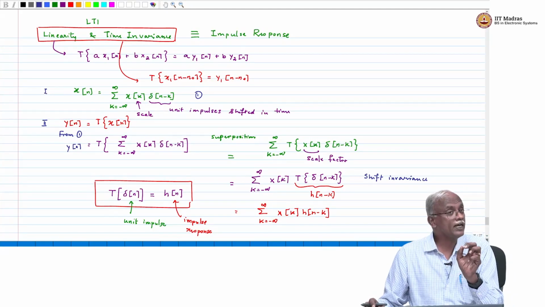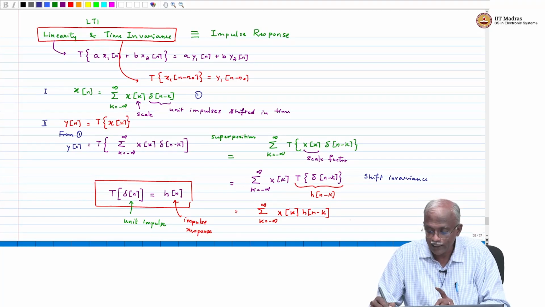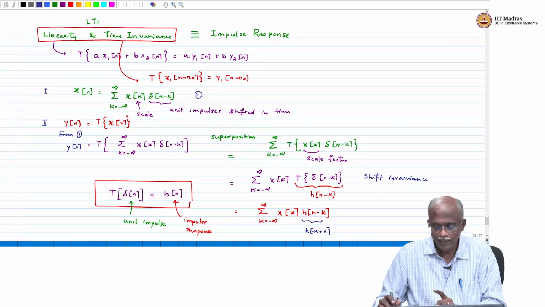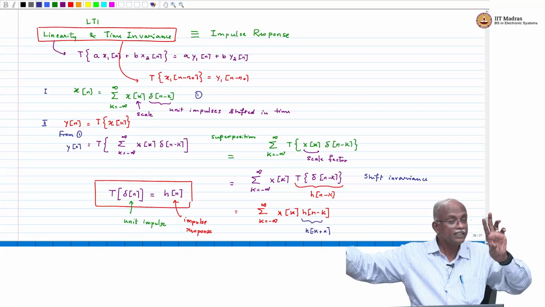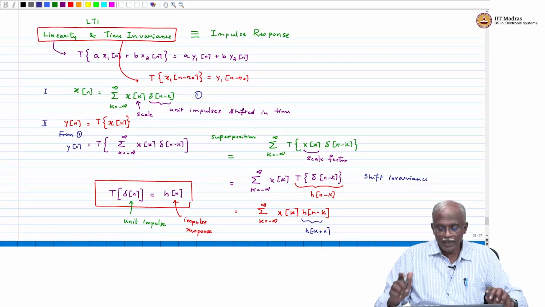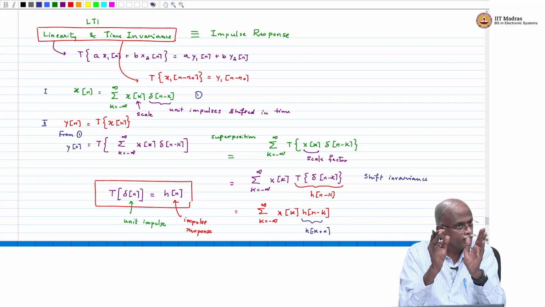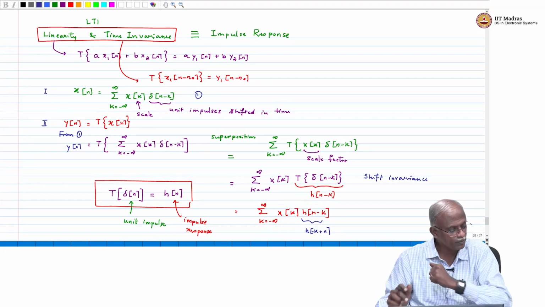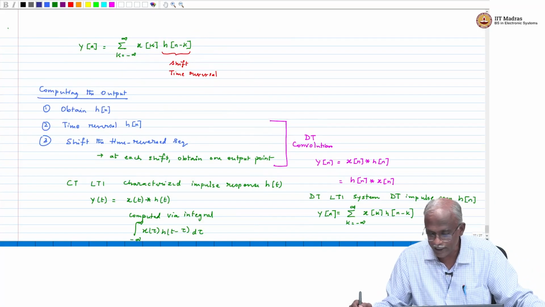Here x of k is like a scale factor, and h of n minus k you can think of as h of minus k plus n. You first shift by n, which is some integer, and then you flip it. So basically this is a product of two sequences, one of which has been shifted and flipped. In this case, h has been shifted and flipped.